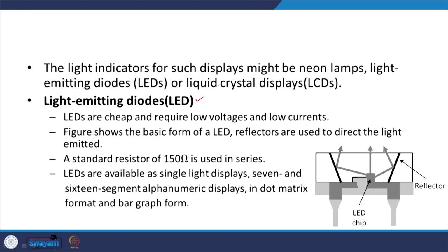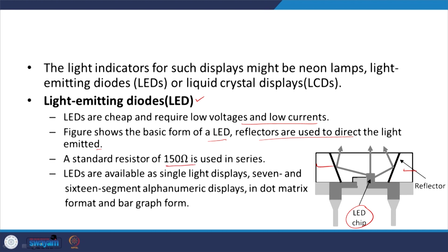I have discussed this thing during my introductory classes in the first week, so you can refer to it over there also. These LEDs are cheap and require low voltage and low currents. Here you can see the basic form of an LED, where reflectors are used to direct the light emitted. You can see the reflector over here, and this is the LED chip, and they reflect the light.